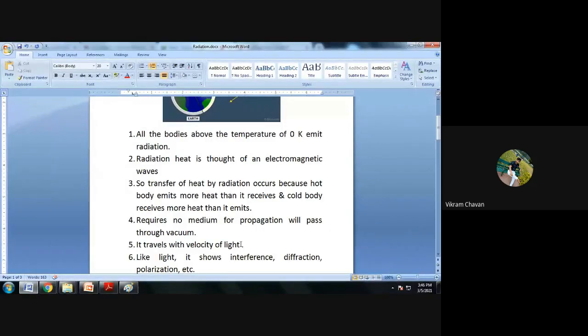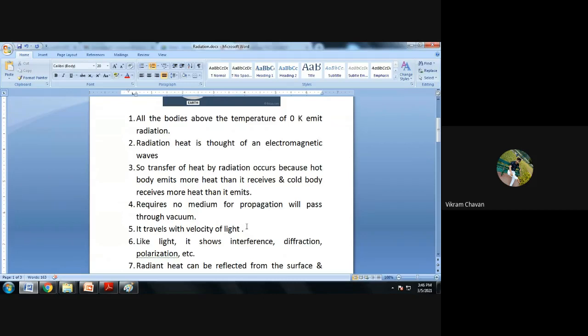So let me know. What is the velocity of light? Okay, you think about that. So it travels with the velocity of light. As light follows phenomena like interference, diffraction, and polarization, the same kind of phenomena will be followed by radiation. Like light, it shows interference, diffraction, polarization, etc.